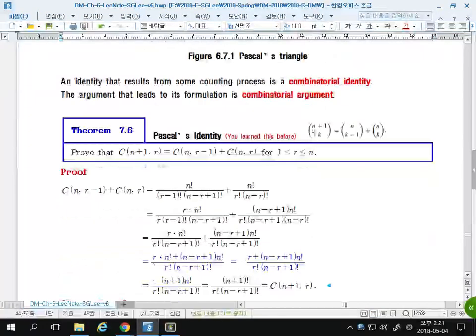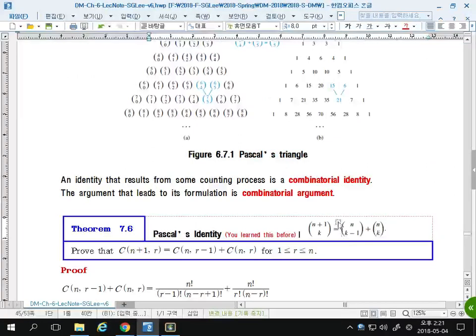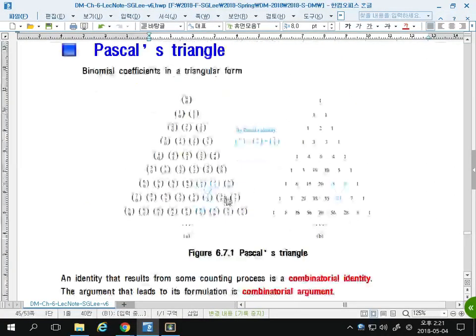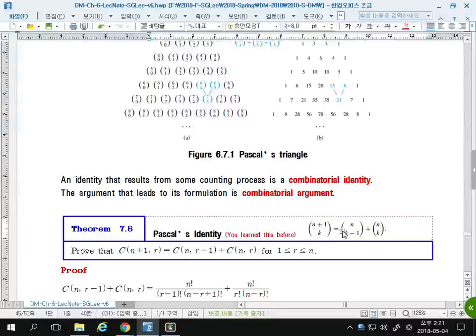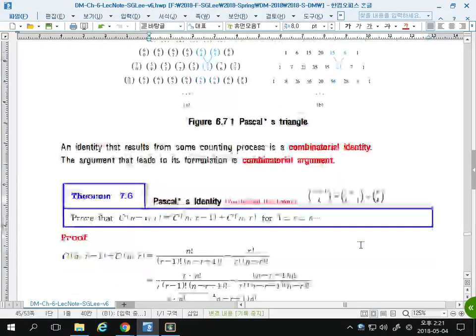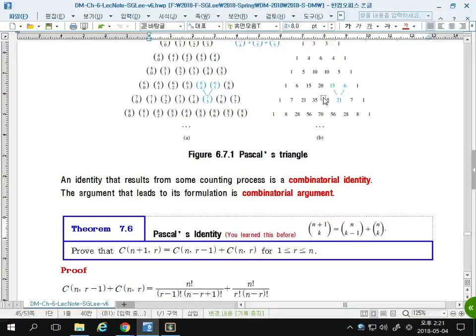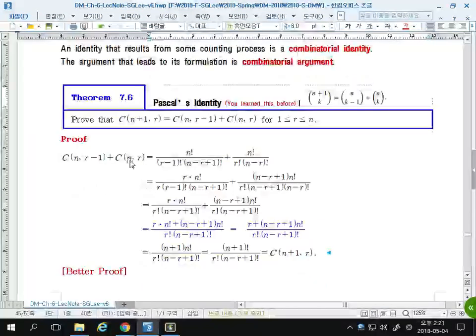From here, we can deduce this equality. This is n choose k, and this is n choose k plus 1. And this gives us n plus 1 choose k plus 1. This is what we have, like this. From this picture, we can think of this. And we can prove this, like this. You just simplify this, you will have this.